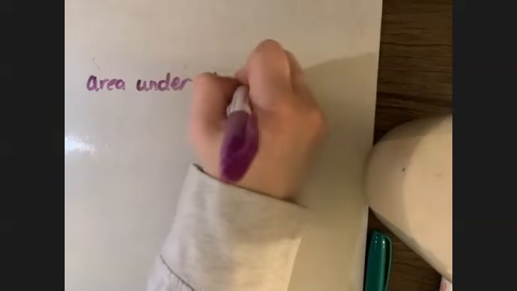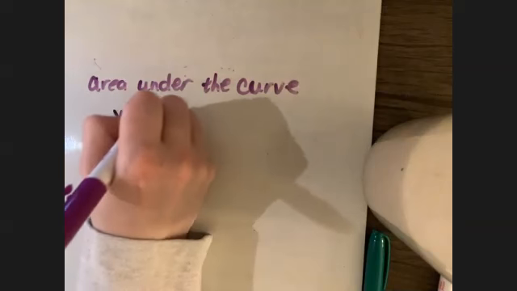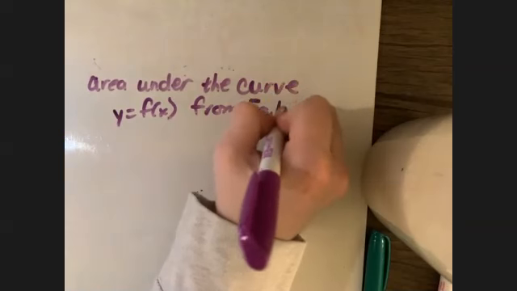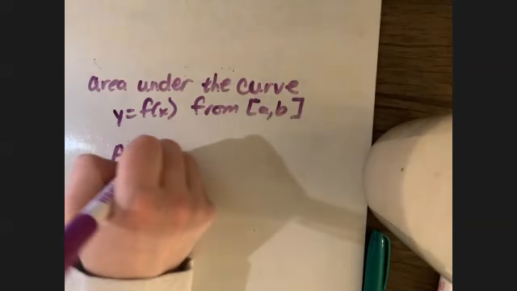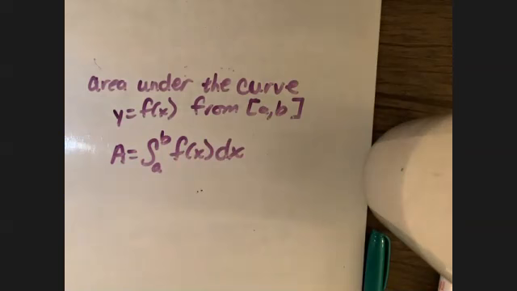I've already hinted at this next definition, okay, but the area under the curve y equals f of x from a to b, or over a to b, sometimes I use, is the integral from a to b of f of x dx. So if they ask you to find the area under the curve, all that means is find the integration.